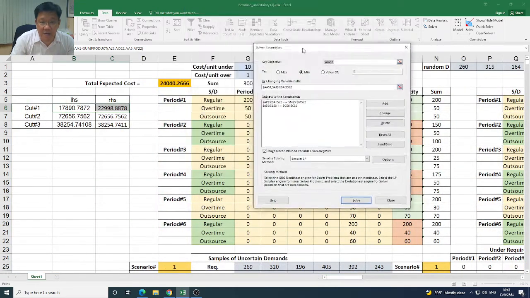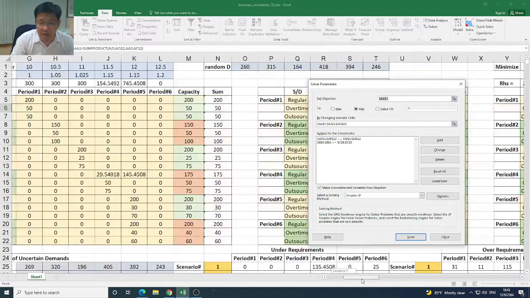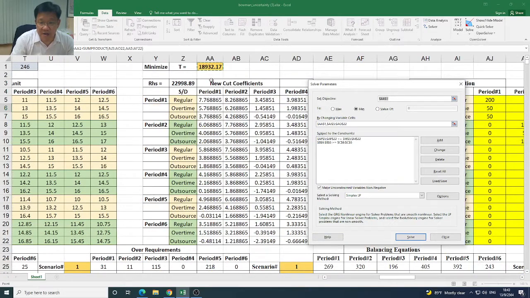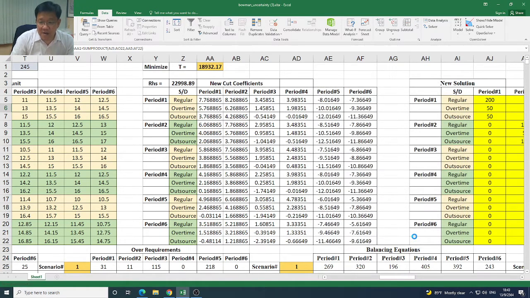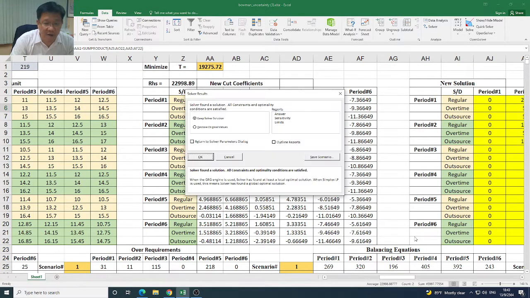You have to look at the t value here. You expect that once you solve this problem, the t is getting larger. Okay, we're going to solve it here, so we start solving it. It takes some time. Luckily this is the computer in my office, which is much faster than what I normally use. Okay, we get the new solution here.